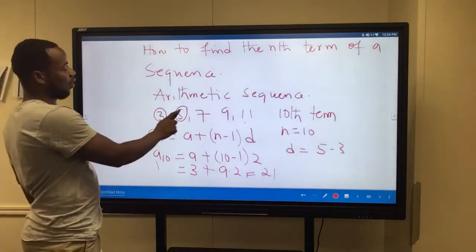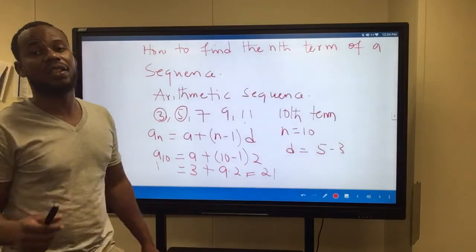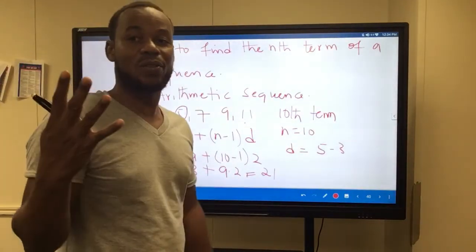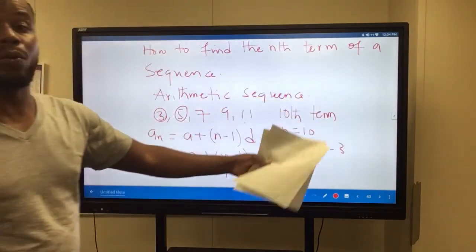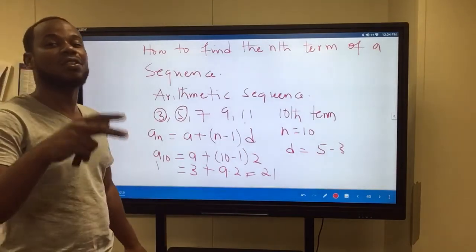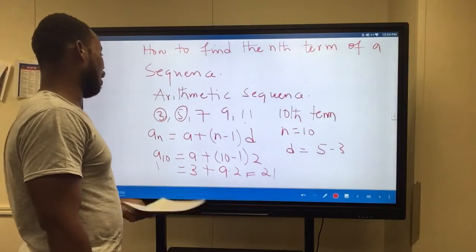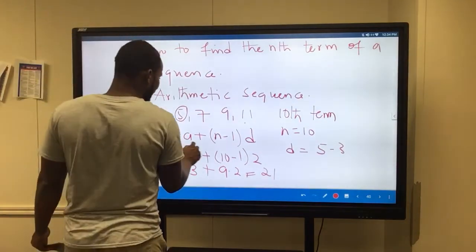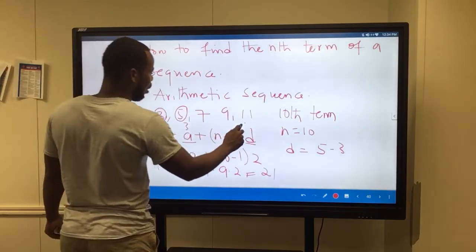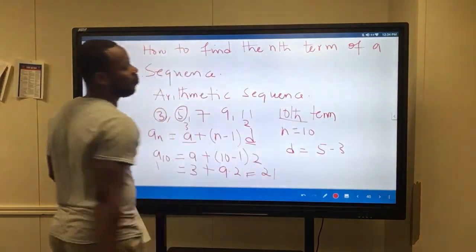So if you list 3, 5, 7, 9, 11, it should go to 13, 15, 17, 19, and 21. So you can actually list it all the way, but if they ask you for 100, you cannot list all the way to 100. So basically that is the formula and how to use it. Remember, this is the first term, which is 3. This is the common difference, 5 minus 3 is 2. And n is the nth term.